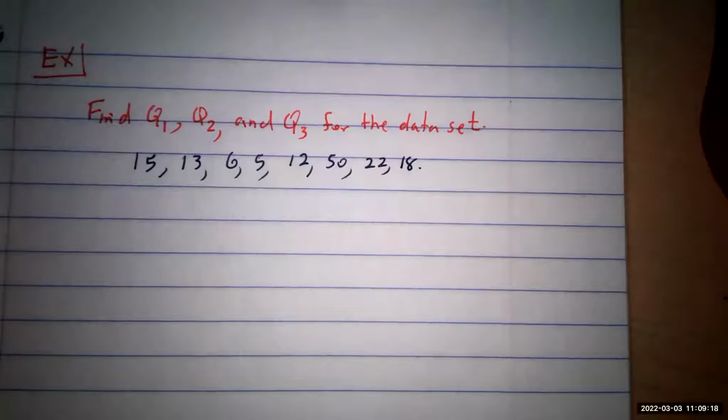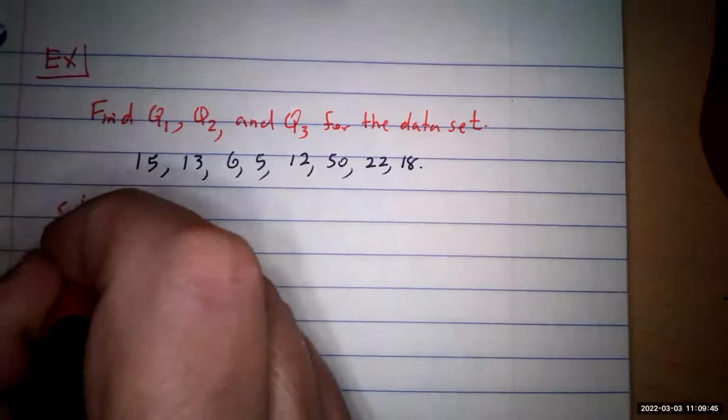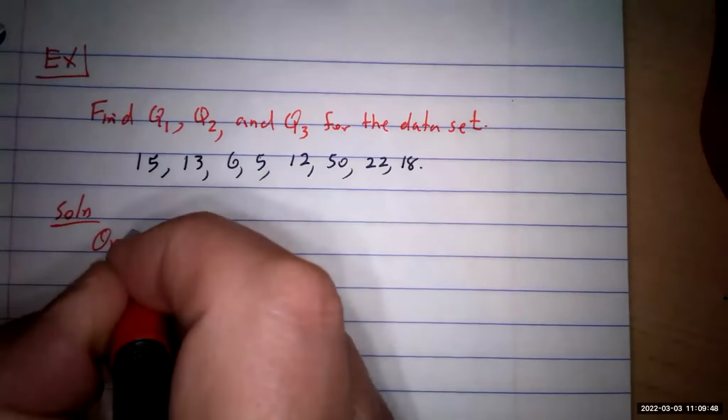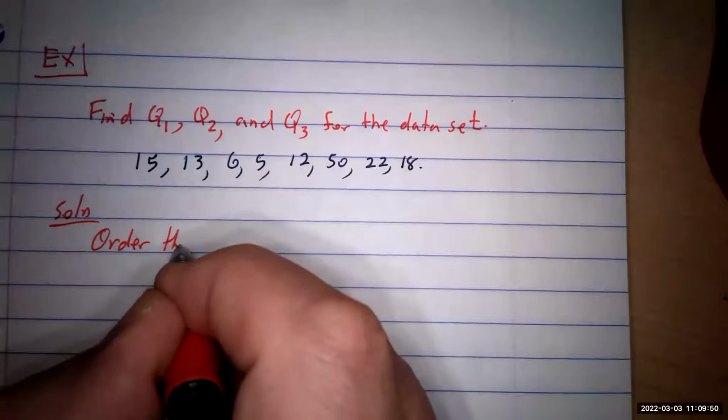We want to find only those quartiles, if you like. Now, the shortcut is, you know that Q2 is the median. The median is very easy to find. So what we're going to do, as we did before, is order the data first and check Q2 first. So the solution is to order the data set.